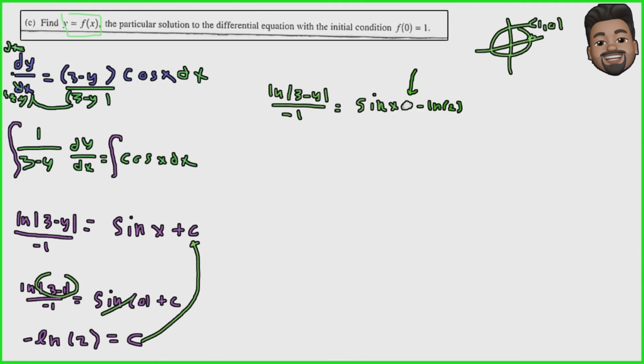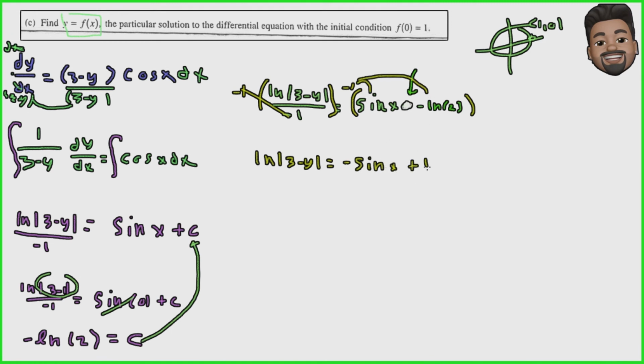Now what I'm going to do next is I want to get rid of this -1, so all I'm going to do is multiply by -1 to both sides, because that's usually what we'll do to get rid of the negative value. These cancel. I'm going to get ln absolute value of 3 minus y is equal to negative sine of x, and then distributing this over here, we get plus ln of 2 right here. So this is what my function should look like so far.